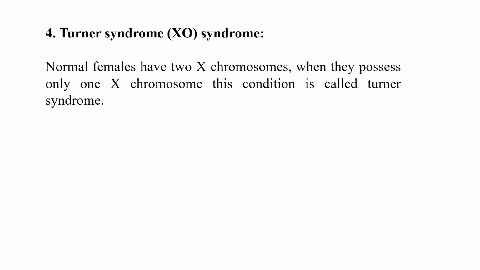Turner syndrome is a monosomic condition, a female having only a single X chromosome. It is a sex-linked or sex-related disorder. Normal females have two X chromosomes. When they possess only one X chromosome, this condition is called Turner syndrome. Normally दो होंगे, जब एक chromosome miss होगा, this condition is called Turner syndrome.